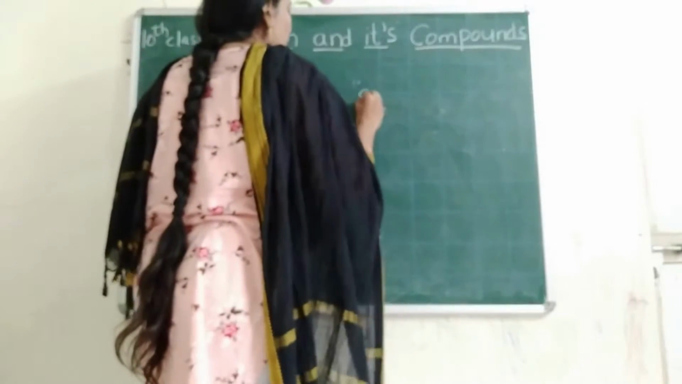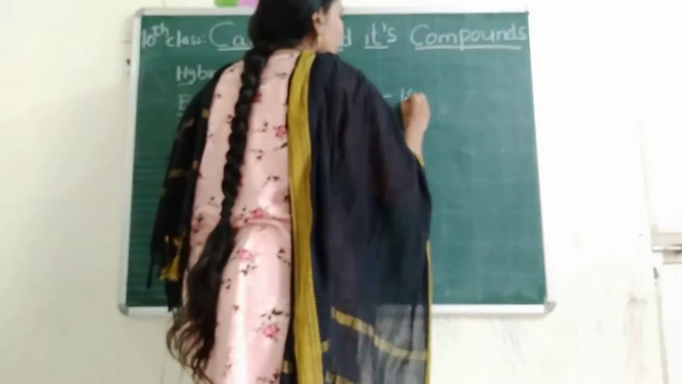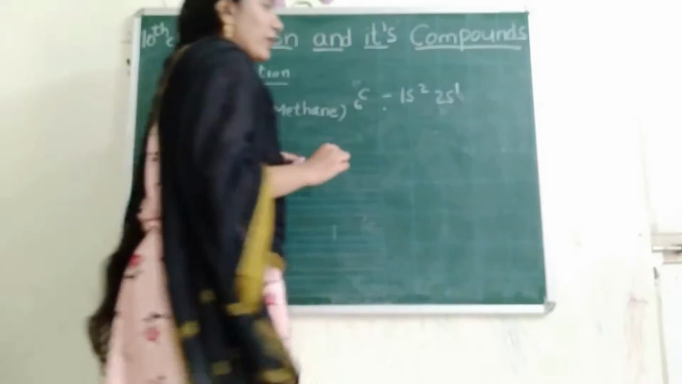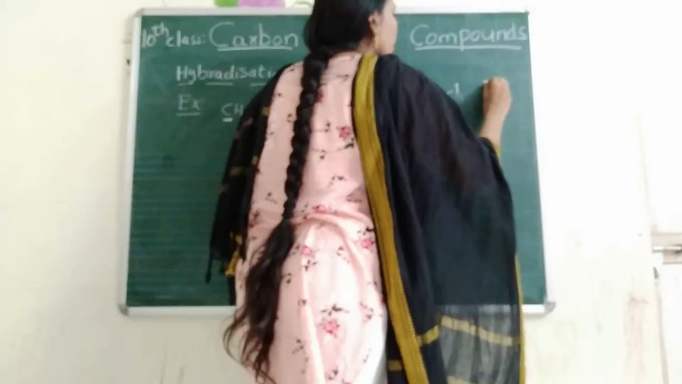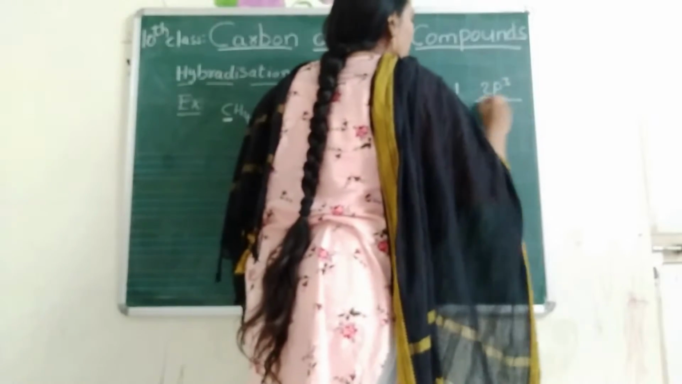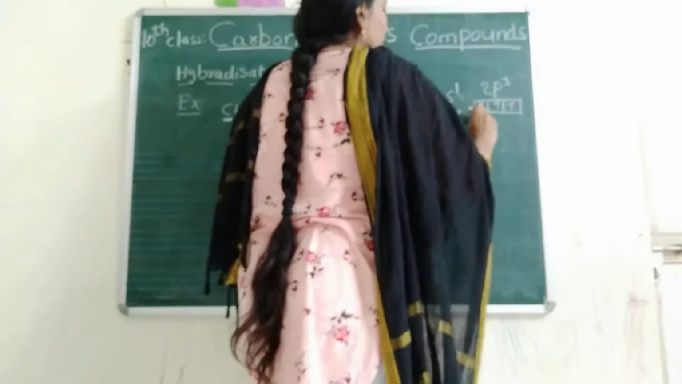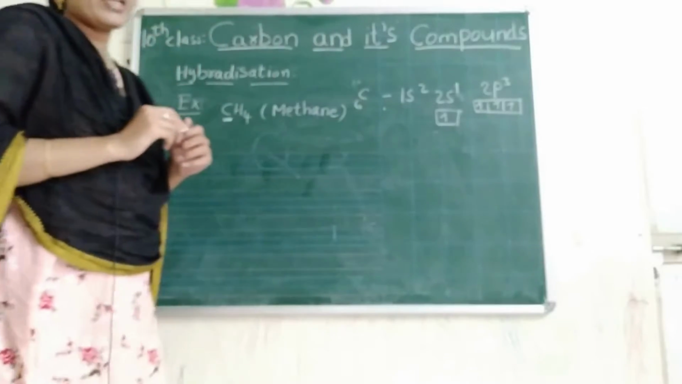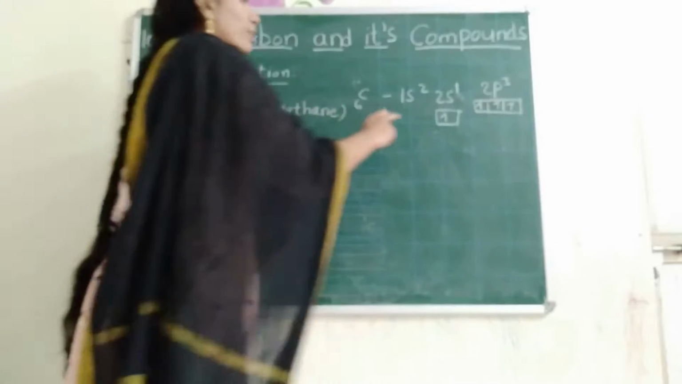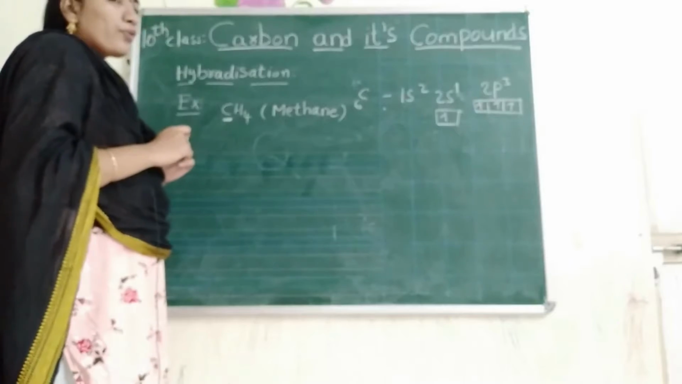What is the atomic number of carbon? The atomic number of carbon is 6 and its configuration is 1s2, 2s2, 2p2. In the excited state the configuration is 1s2, 2s1, 2p3. The 2s orbital has 1 electron and the 2p orbitals have 3 electrons. 1, 2, 3, total 1, 2, 3, 4. There are 4 unpaired electrons in the excited state of carbon. Okay, how many unpaired electrons are there? 4 unpaired electrons are there in the excited state of carbon.